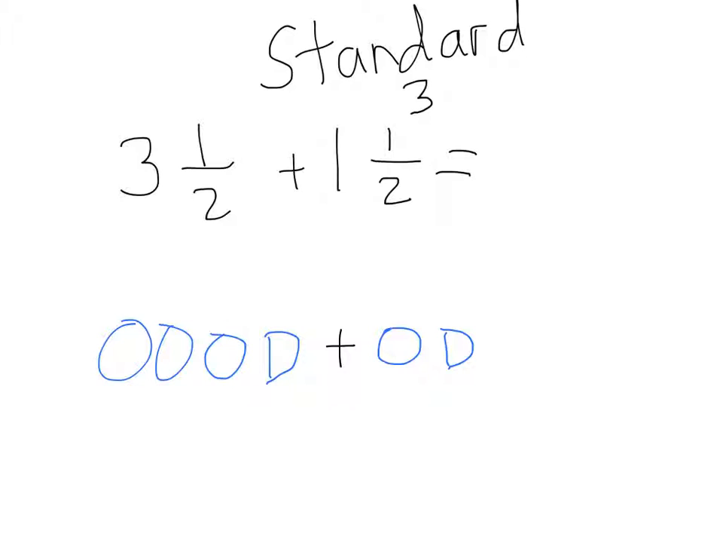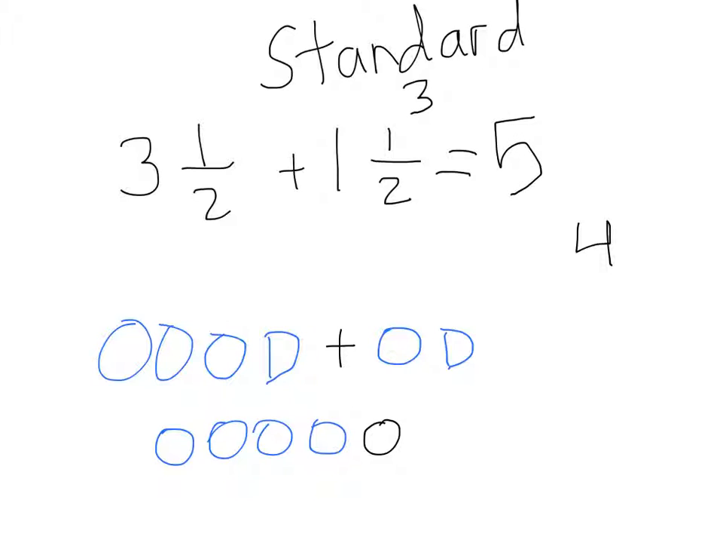Now, let's do the whole numbers first. 3 plus 1 equals 4 cookies. So right now we have 4. What about a half and a half? Now 1/2 of a circle plus 1/2 of a circle equals 1 circle. So the answer is 3 and 1/2 plus 1 and 1/2 equals 5. So now we have 5 cookies. Now let's move on to the next standard.